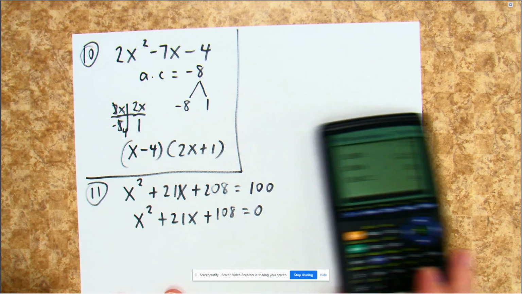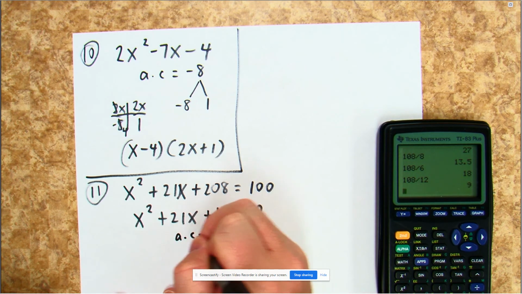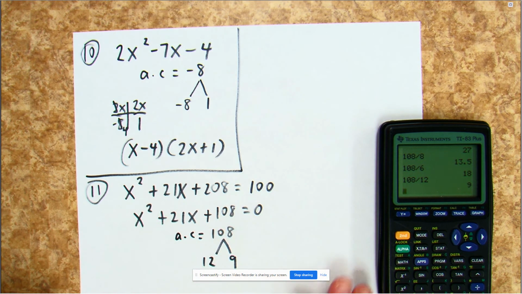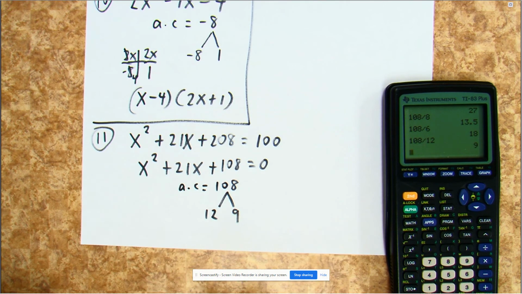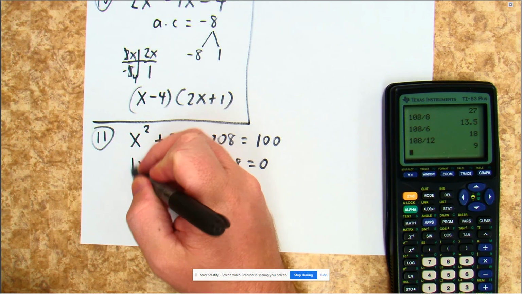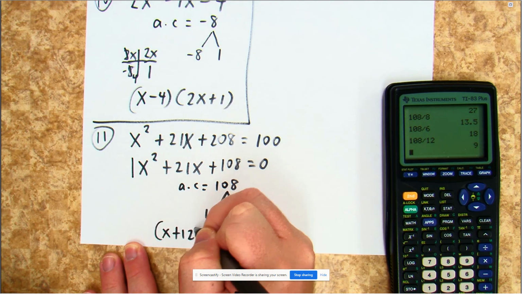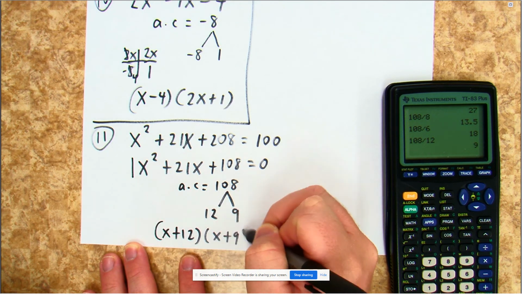I don't know why I skipped 9, but A times C is 108, and my two magic numbers have to be 12 and 9. They have to multiply to 108 and add up to 21. A T-chart is not necessary because it's a 1x squared. So it would be x plus 12, x plus 9 equals 0.